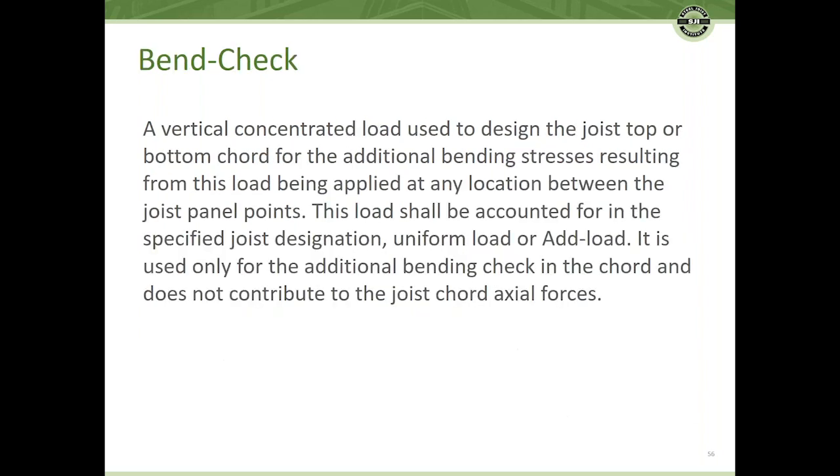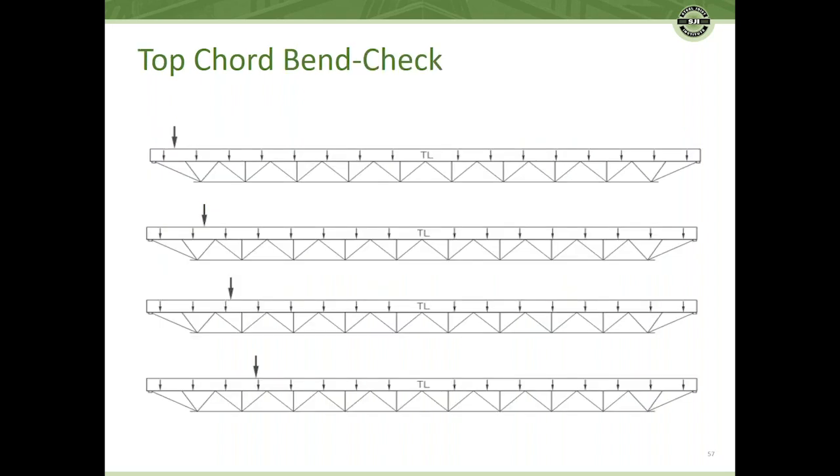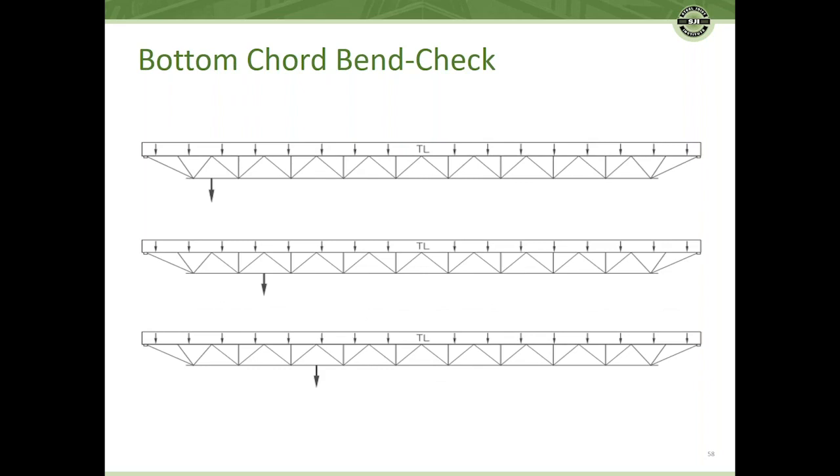Bend checks are kind of the same. This is so that additional web members don't need to be placed. A bend check would be a load for which the chords are designed in bending, so an additional web member does not need to be placed. And these can be in addition to add loads or other loads that are placed. In this particular case, the bend check is a load placed in between the panel points, and the chords are designed for bending. These can be done with both the top chord and the bottom chord.